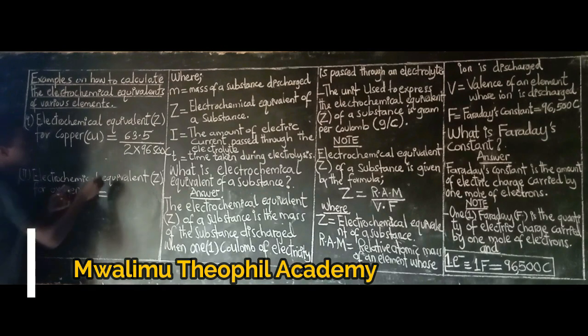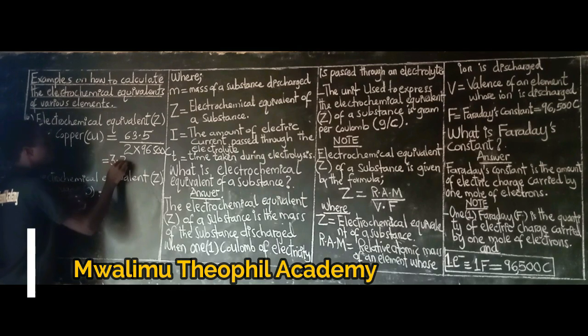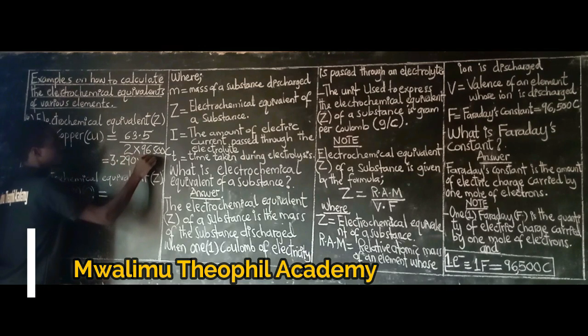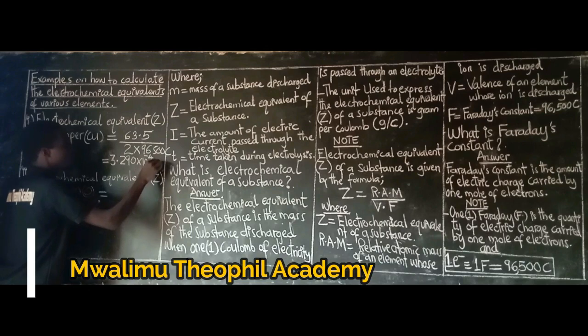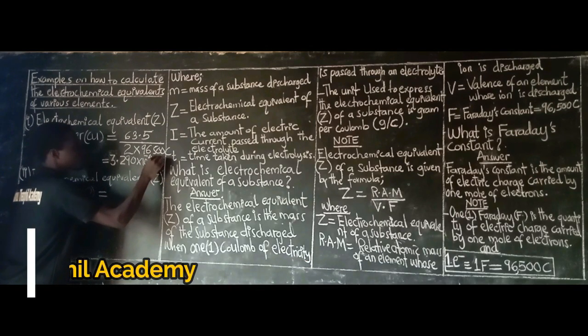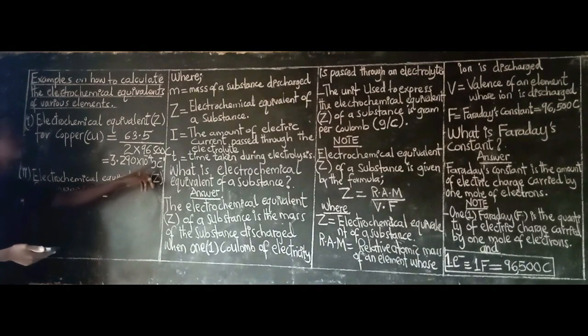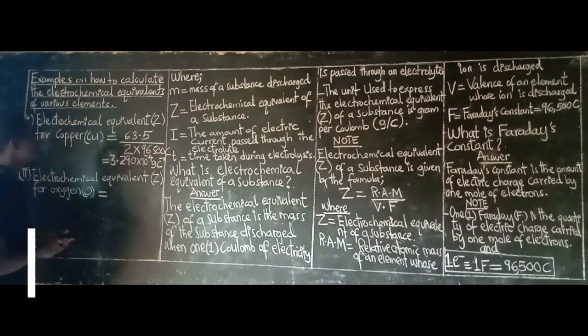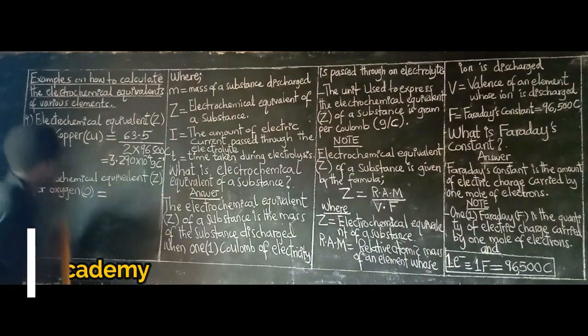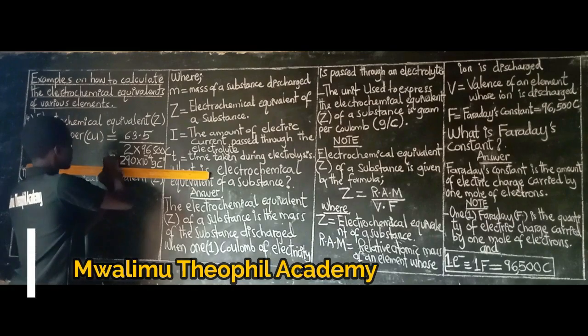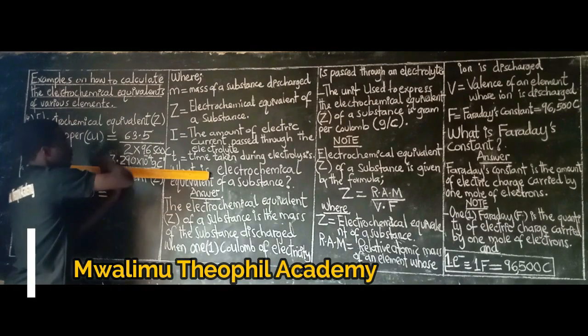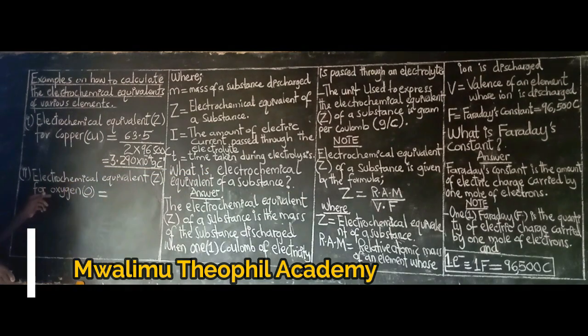You get 3.290 times 10 raised to -4. This is gram per coulomb. As we have said, the unit for electrochemical equivalent is gram per coulomb, as I have written there. Now this is the electrochemical equivalent of copper. Let us see the electrochemical equivalent for oxygen.